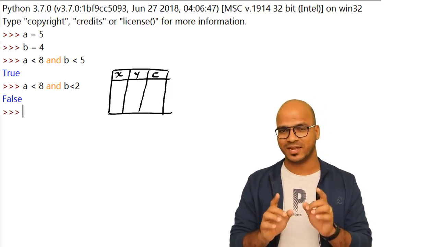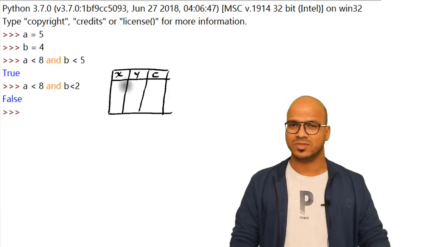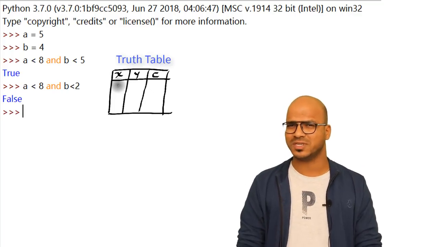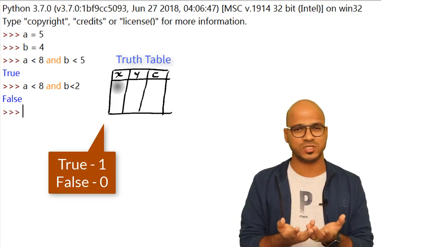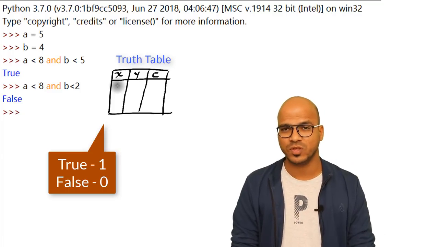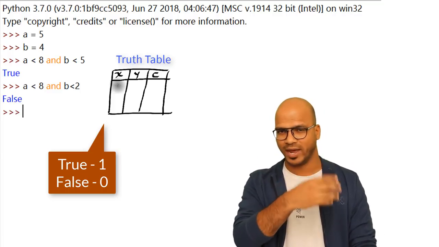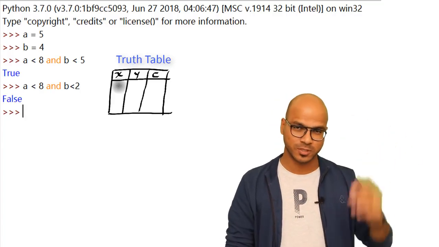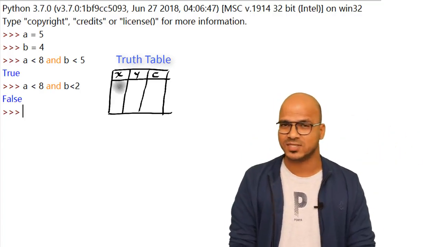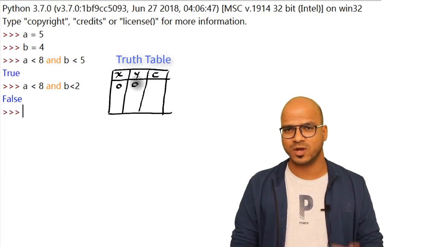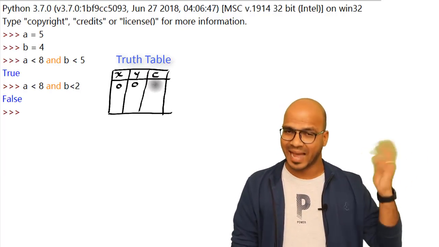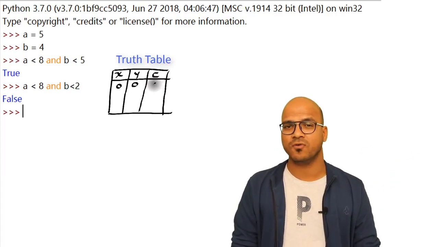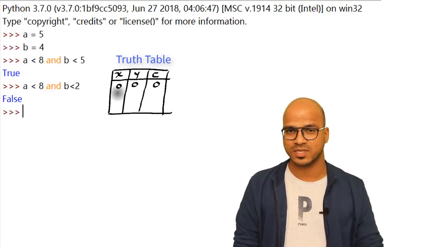To understand that, we have a table here. This table is also called a truth table. You can represent true with 1 and false with 0. This is how it looks. Let's say we have X and Y. X represents one conditional output and Y represents the second conditional output. We'll compare these. If X is 0 and Y is 0, because both are false, in that case the output would be false, which is 0 in this case.